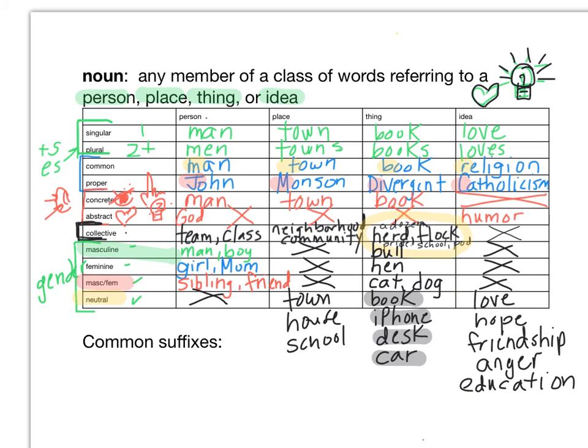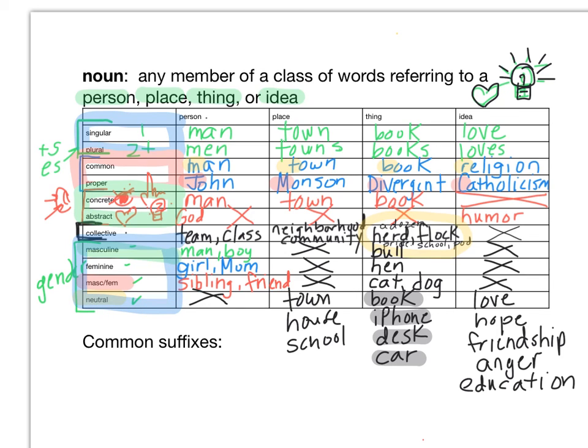So this is an overview of how we classify nouns according to, first, their number, then by are they common or proper? How do we name things? Then by your ability to see them or not see them, concrete or abstract. Collective is really separate, all by itself. And then lastly, does it have gender?